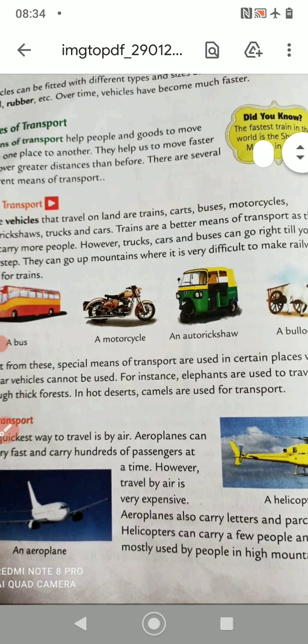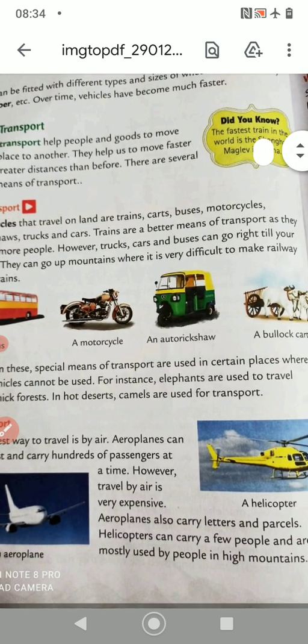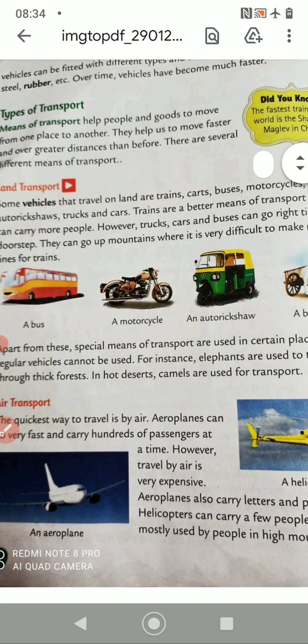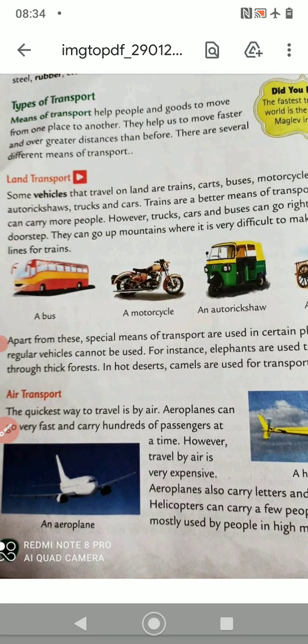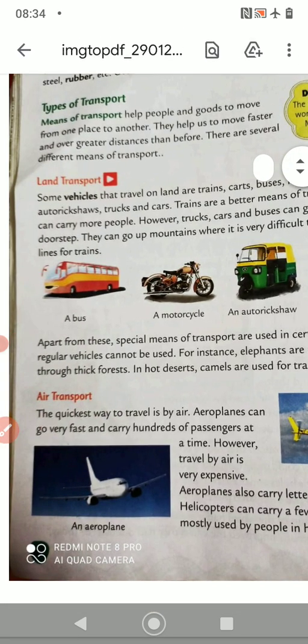Trains are a better means of transport as they can carry more people. However, trucks, cars, and buses can go right to your doorstep. They can go up on the mountains where it is very difficult to make railway lines for the trains. So every vehicle has its disadvantages and advantages. Some can go up on the mountain, but they can't carry as many people as a train, but a train can go only on the tracks.